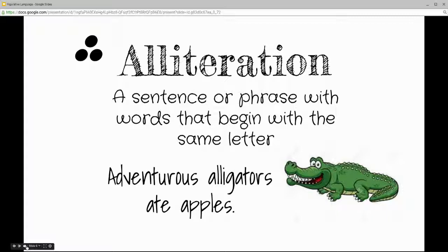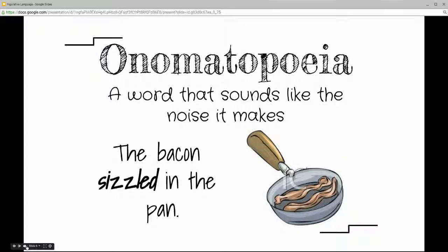The next type of figurative language is an alliteration. Now, an alliteration is a sentence, or it can just be a phrase with words that begin with the same letter. So I gave you an example in a sentence. Adventurous alligators ate apples. Now that's kind of an extreme alliteration, but an alliteration can once again be a full sentence or maybe just a phrase. More often, just a phrase where two words, or in a phrase, more than two words, start with the same letter.